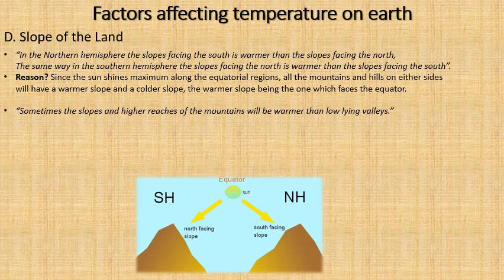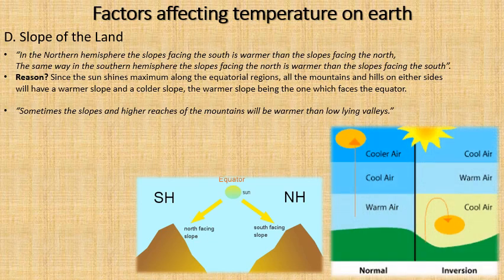Sometimes the slopes and higher reaches of mountains will be warmer than the low-lying valleys. How can that happen? Quite a few moments before we learned that when we go higher in altitude, the temperature decreases. But here it is written that sometimes slopes and higher reaches of mountains will be warmer than the low-lying valleys, which means when we go higher in the mountains, the temperature will be higher, and lower in the valleys, the temperature will be lesser. How can that happen? There is a reason behind it.